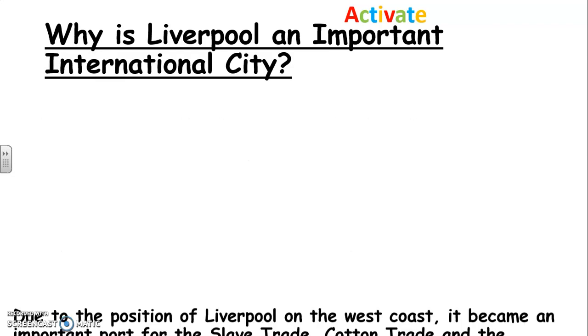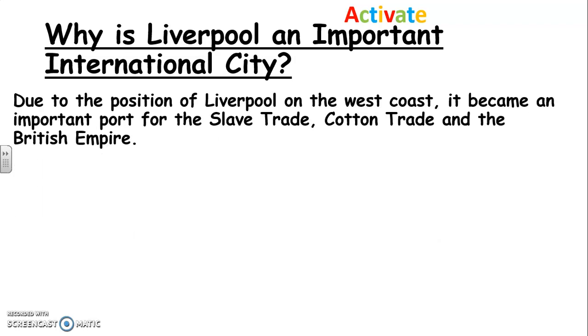So why is it important as an international city? Well, because of its position on the Atlantic coast, on the west coast, it's been an important port for the slave trade, for the cotton trade, and for the British Empire. So obviously if you're travelling around with boats, you need somewhere for them to come to.